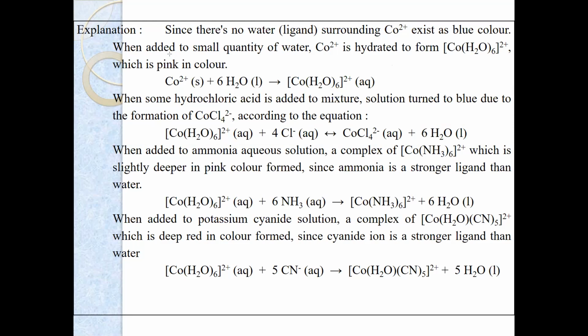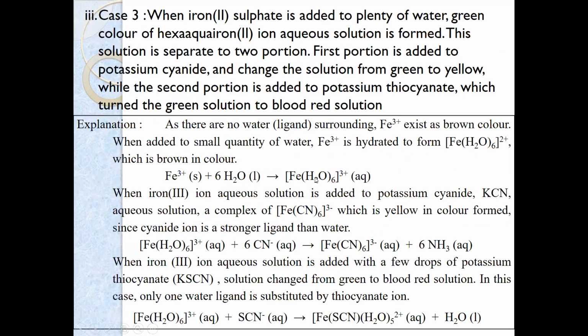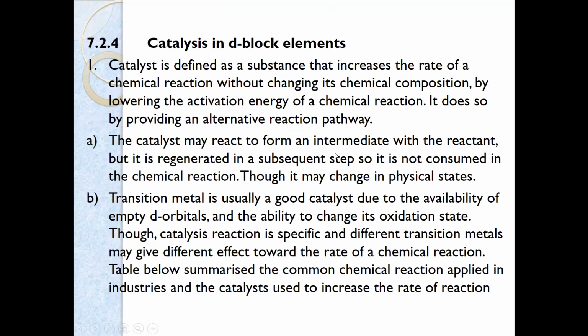Okay. So that is for the second study case, and the third study case is the iron 2. So when iron 2 sulfate is added to plenty of water, a green solution of the hexaaqua iron 2 ion is formed. And then when this iron 3 ion is added to potassium cyanide, you form a yellow solution. And when this iron 3 is added to a few drops of potassium cyanide, it forms a blood red solution. This one I'm so sorry, I don't have a video for it. I just have some photography only.